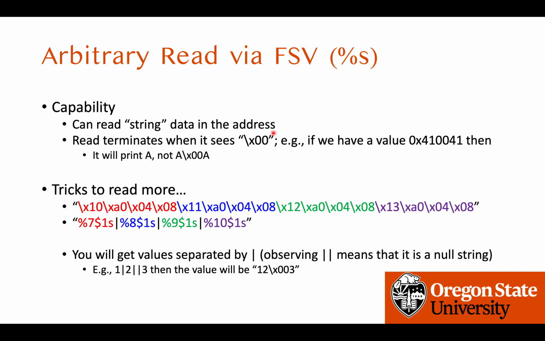But the problem is that the string read will be terminated if printf emits a 0 character, because the 0 character is the null byte, which means the end of the string. So if we have a value like 0x410041, which is the characters A, null, A, in that case it would print A, null, A, but it will print just A, because after emitting the A comes the 0, and printf regards that as the end of the string, since we print the string with the %s directive.